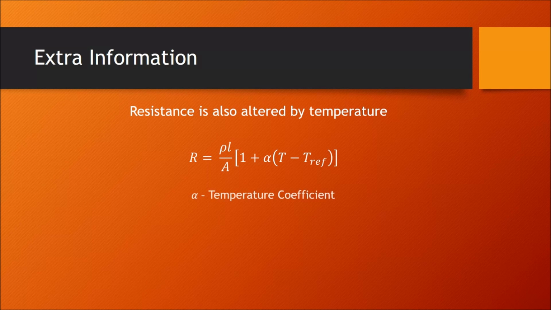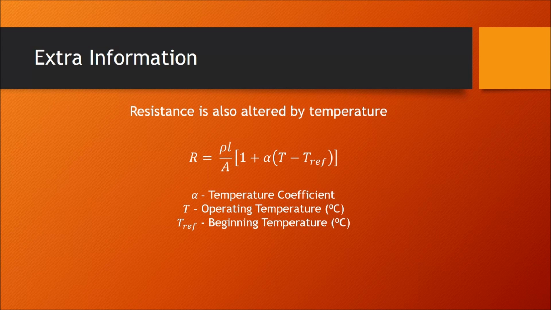Alpha in this equation is the temperature coefficient of the material, which is unitless. T is the operating temperature in degrees Celsius, and T reference is the reference temperature in degrees Celsius, this being the temperature at which rho was measured. This is almost always room temperature, 20 degrees Celsius.